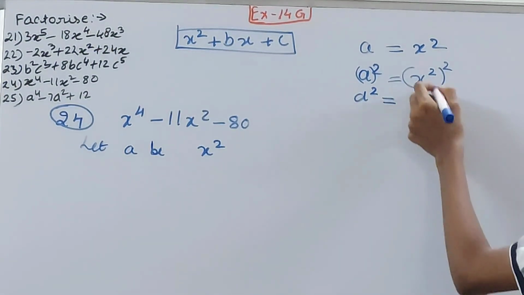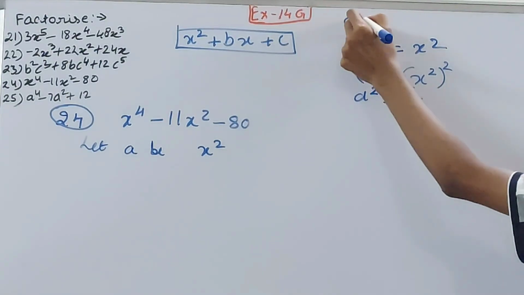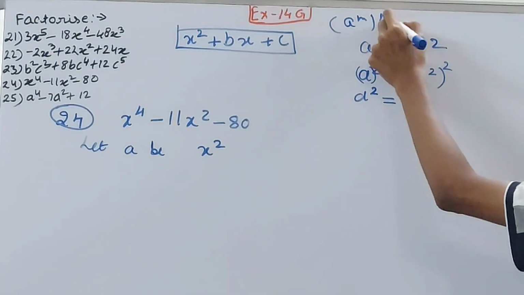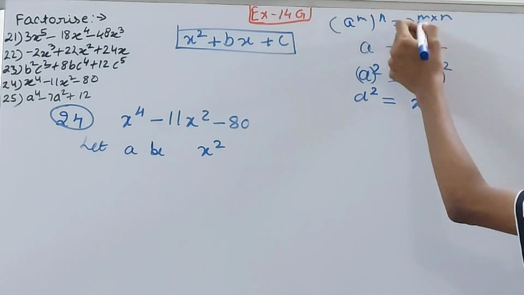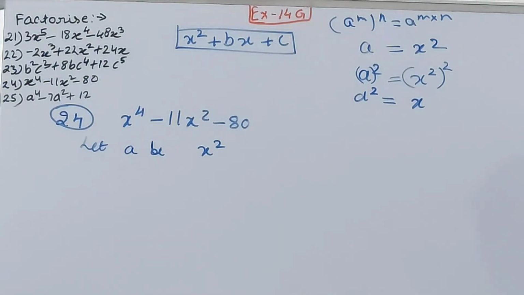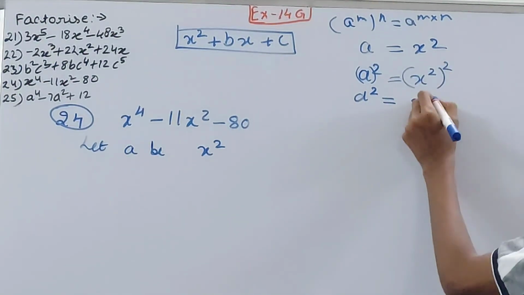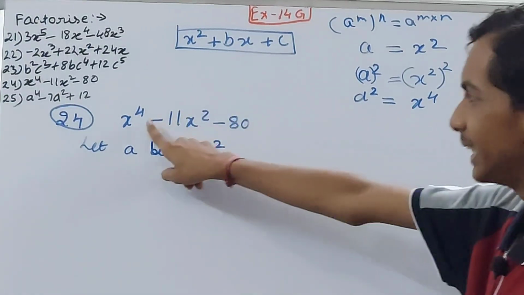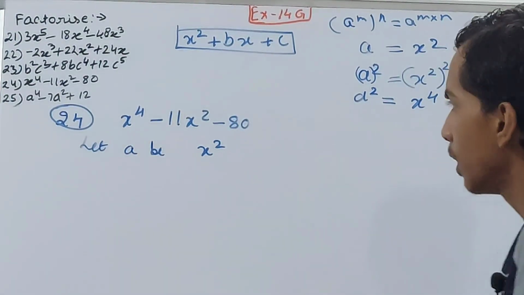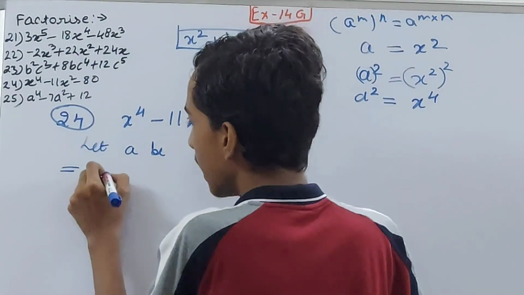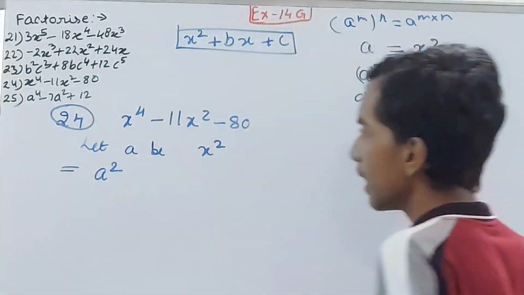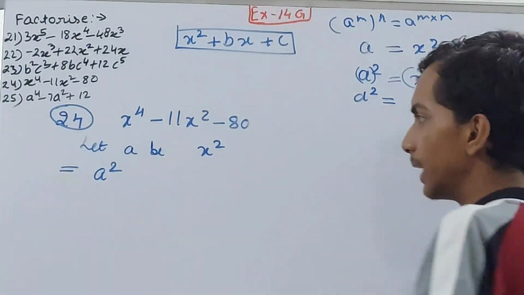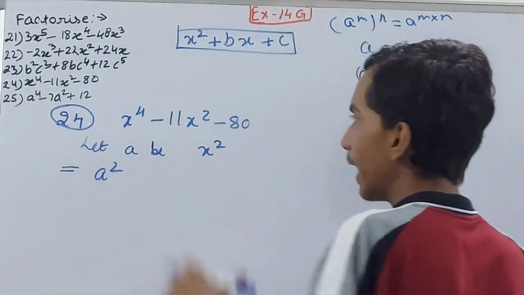You have studied exponents. You know the law, a to power m whole to power n is a to power m into n. That means you multiply the powers, yes. So you will have 2 into 2, that is 4. A square is equal to x to power 4. See here, the first term is x to power 4, which can be replaced with a square. Can we not write it like this? Yes, we can.